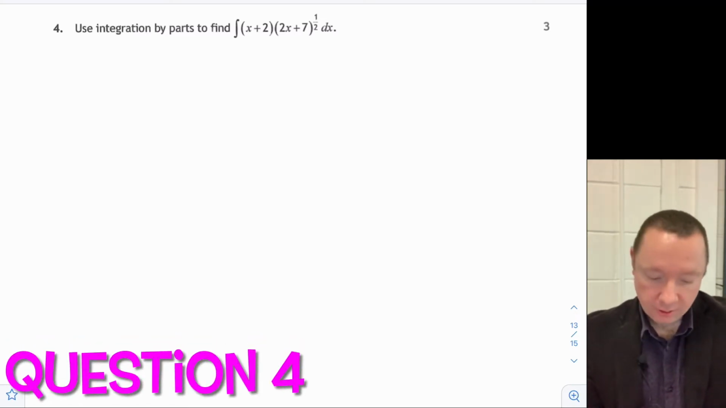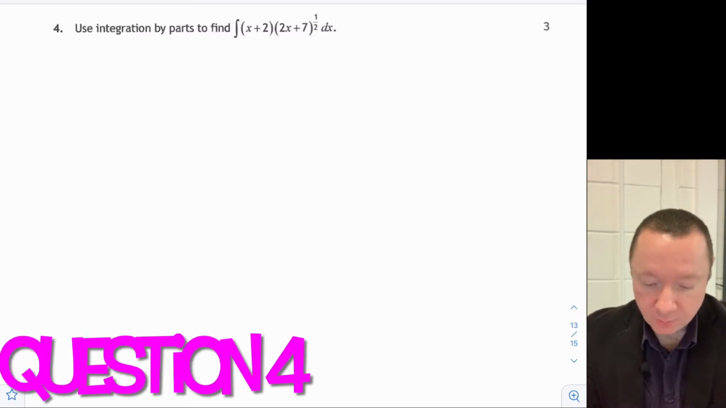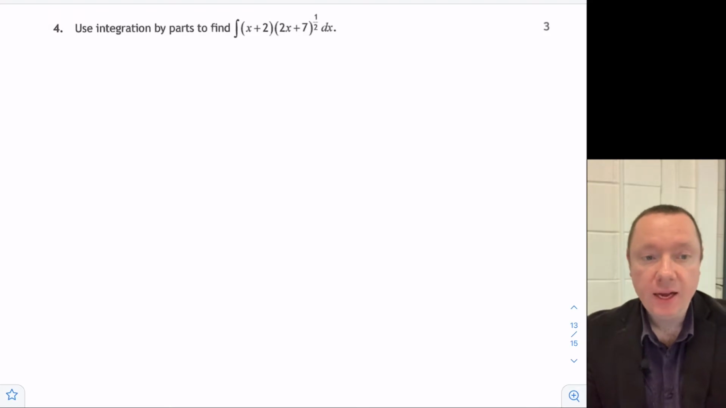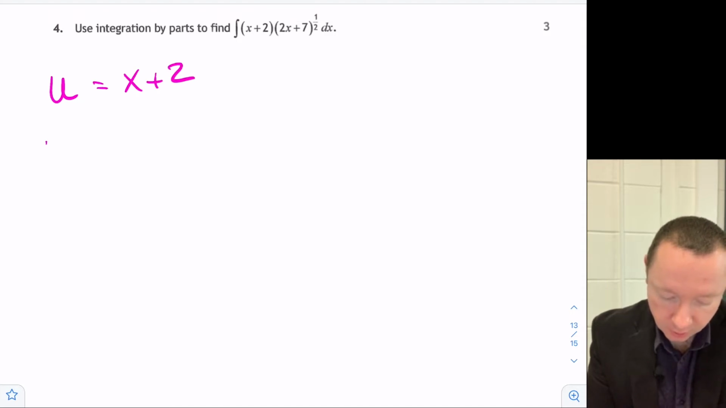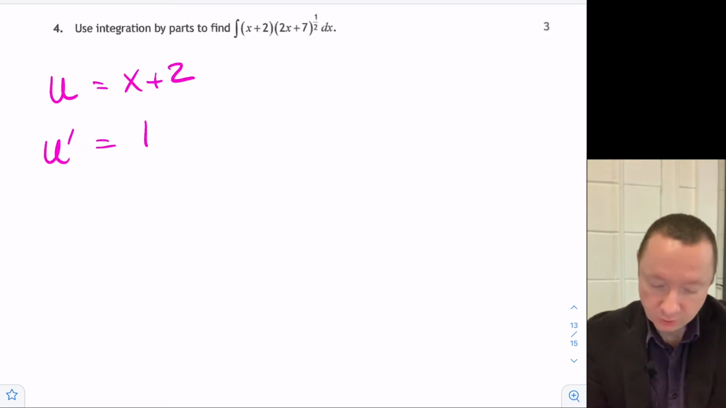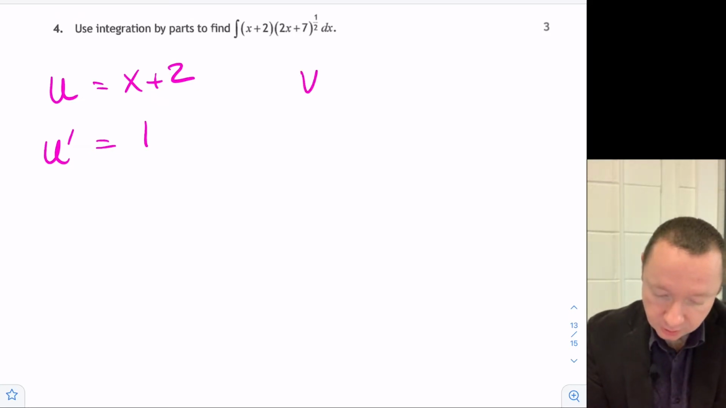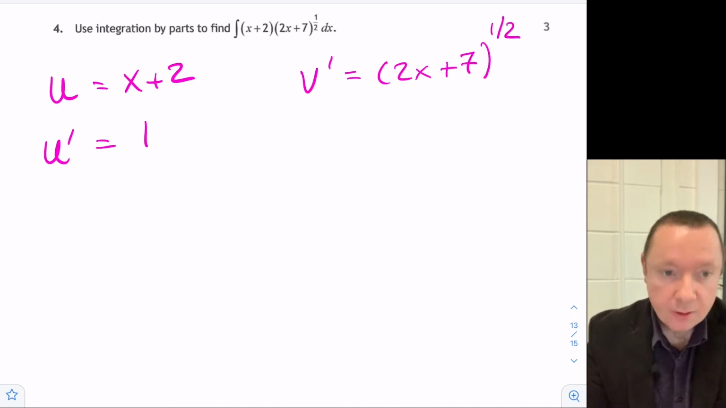Question four, use integration by parts to find the integral of x plus 2 times (2x plus 7) to the half dx. So let's make our u equal to x plus 2. Obviously that implies that our u dash, or du, is just 1. And then obviously our v dash is (2x plus 7) to the half. So we need to integrate that to find v.